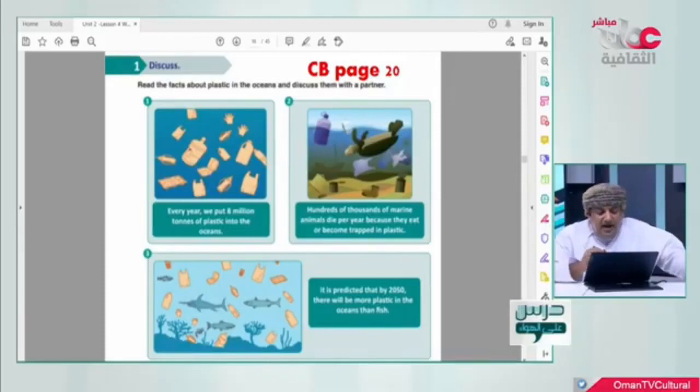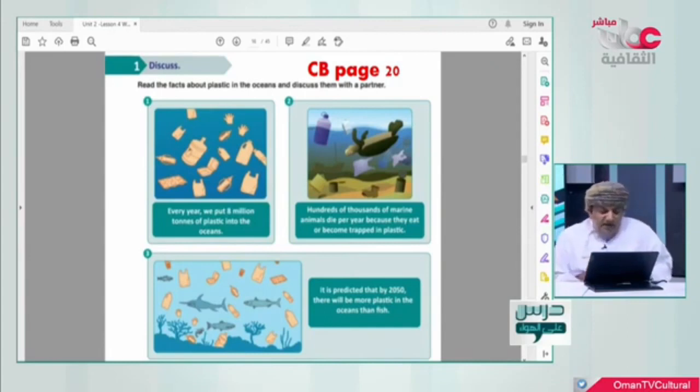Okay, number 2, hundreds of thousands of marine animals die per year because they eat or become trapped in plastic. What do you mean by marine life? The animals, any that live in the ocean, the fish, sometimes the people who are going fishing, or the soldiers sometimes who work in the sea. So hundreds of thousands of animals are dying every year because they eat or get trapped in plastic.